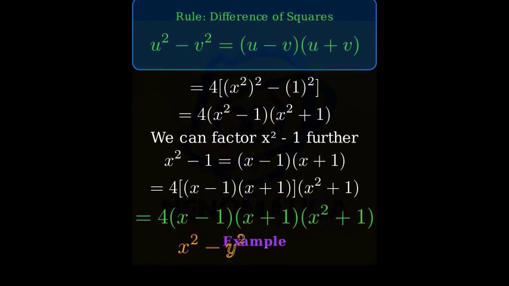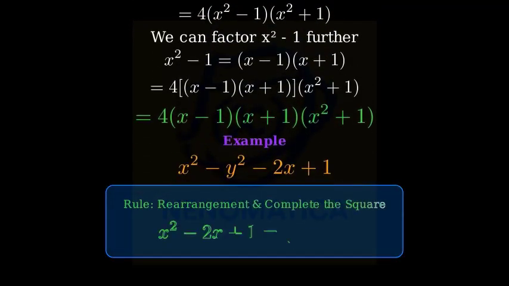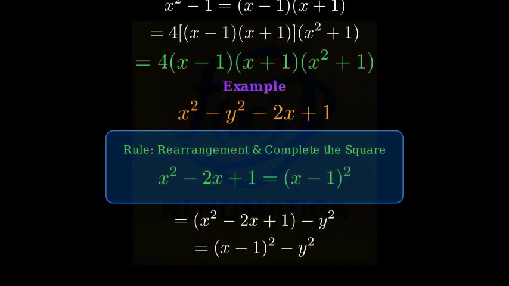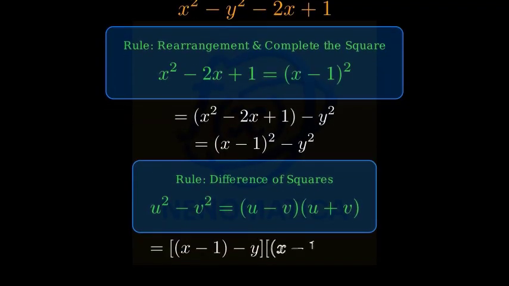We need to factor x squared minus y squared minus 2x plus 1. This looks more complicated, but we can rearrange the terms to identify patterns. First, let's group the terms involving x squared minus 2x plus 1. This forms a perfect square trinomial equal to (x minus 1) squared. So our expression becomes (x minus 1) squared minus y squared. Now we have a difference of squares pattern again. Here, u is x minus 1 and v is y. Using the difference of squares formula, we get (x minus 1 minus y) times (x minus 1 plus y).